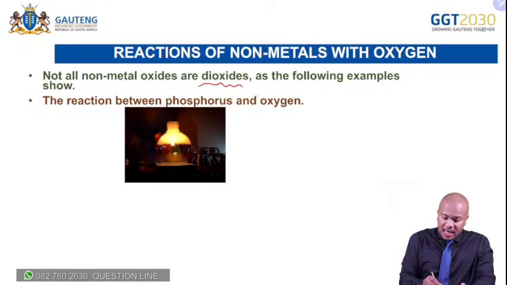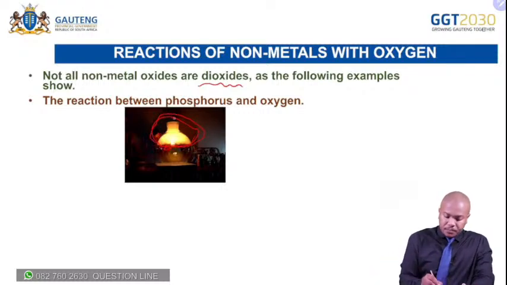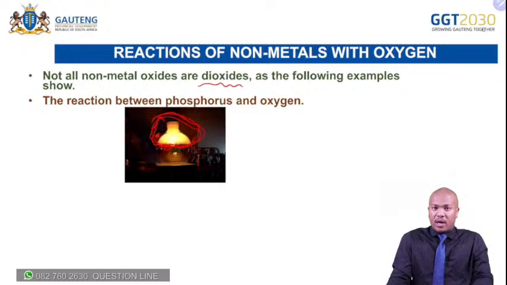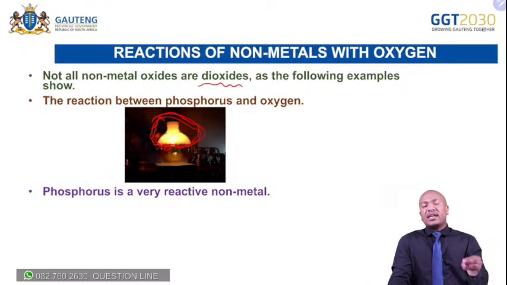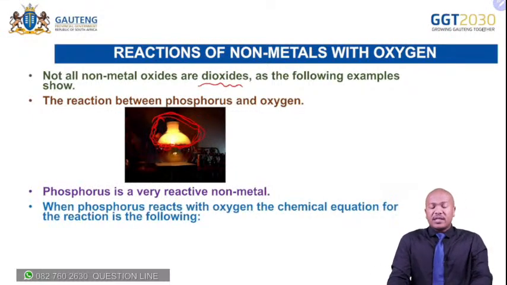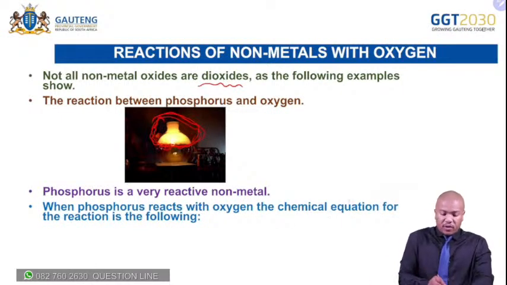Now look at that color in which the phosphorus is burning, right? This reaction is of a vigorous nature, right? Look at that color in which phosphorus is burning. It is bright yellow, right? And also, phosphorus is a very reactive nonmetal. So when phosphorus reacts with the oxygen, the chemical equation for the reaction is the following.